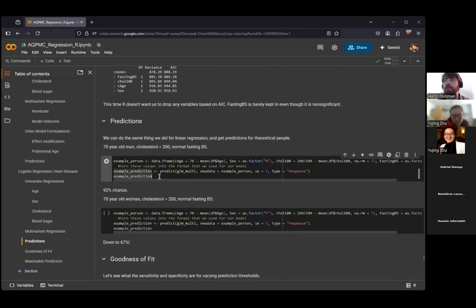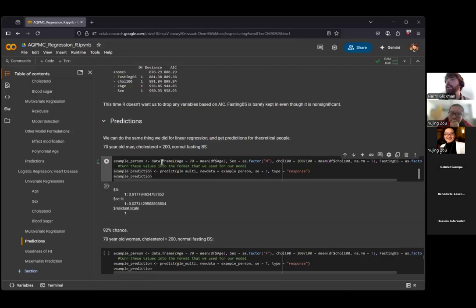As with linear regression, you can do predictions. You can generate these example people by just inputting their made up variables, and you can ask the model to predict for you. And you can tell it, give me a response, so give me it on the scale of the response variable, which is a 0 or a 1 for having heart disease. And so if we have a 70-year-old man with normal-ish cholesterol and normal blood sugar, we're saying a 91% chance of having heart disease.